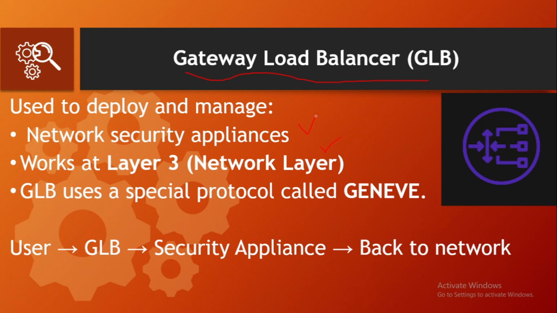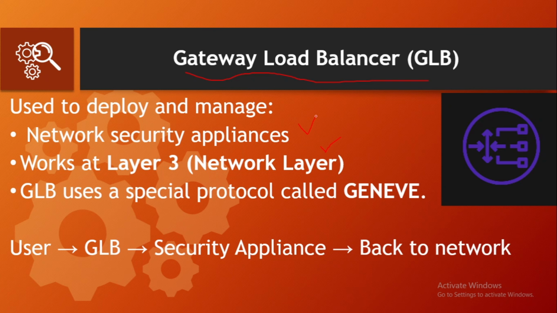Now let's look into the components of gateway load balancer. The main component is the gateway load balancer itself, which receives network traffic and distributes it to security appliances. And the second is the target group. In gateway load balancer, the target group contains firewalls and security appliances. So traffic is forwarded to these devices for inspection.